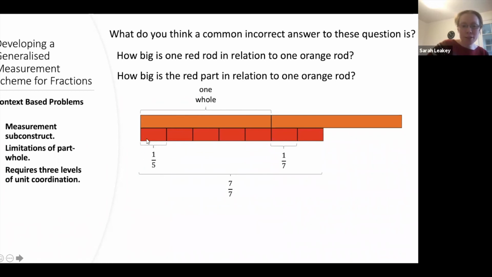If pupils happen to get this right and correctly identify that this is 1/5, it can be interesting to then ask them, what size is this piece in relation to the orange rod, or in relation to one whole? And lots of pupils who get this right will then go on to get this incorrect. They'll say this is 1/7. But if we've built up that measurement subconstruct, we can ask them, how many times does this fit into the whole? And they'll realize that it fits 5 times into the whole. Therefore, this is 1/5 rather than 1/7, because we're comparing it to this. If I was comparing it to the entire red part, then sure, it's 1/7, but that isn't what the question was asking.